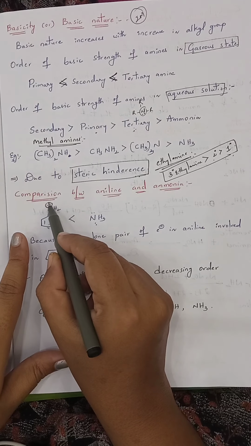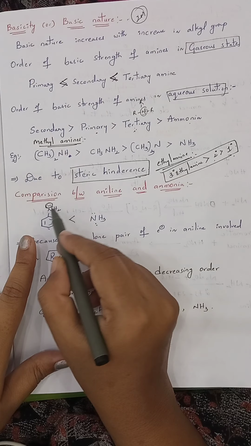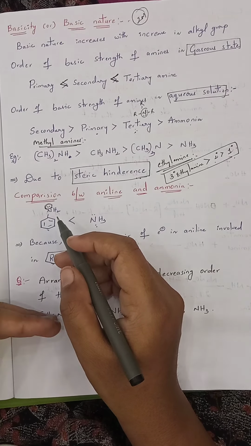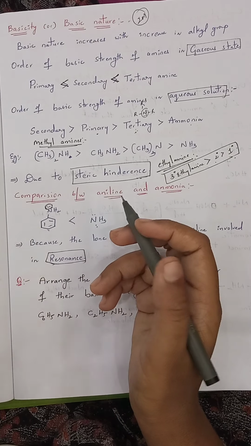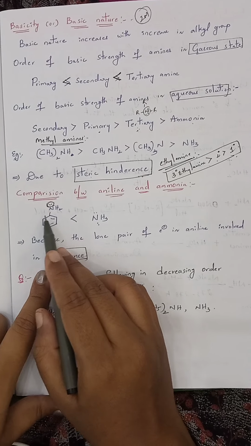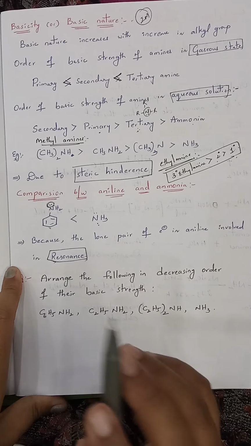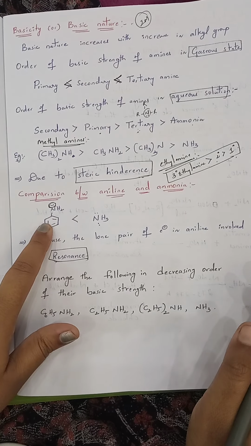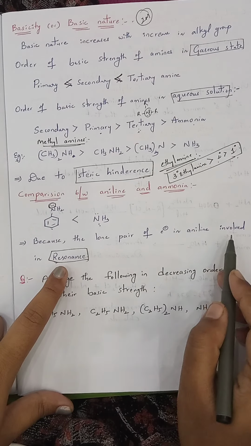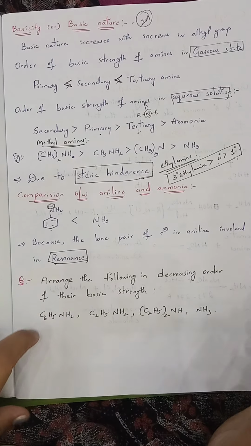If these electrons are not in free state, then it will not attract the proton. If the property to attract the proton decreases, basic nature also decreases. That is the reason aniline has less basic strength than ammonia. Aniline is less basic than ammonia because the lone pair of electrons in aniline is involved in resonance.